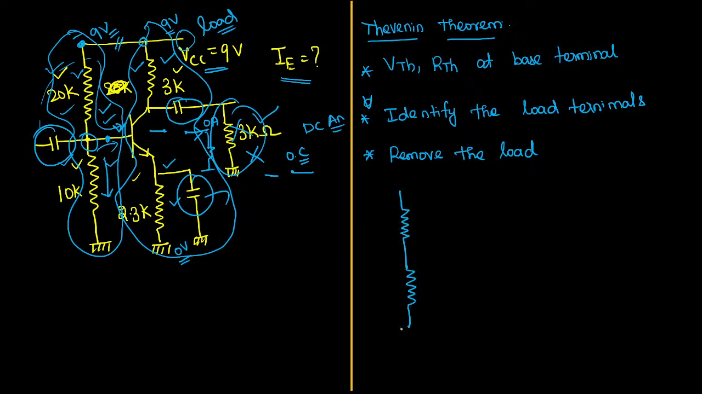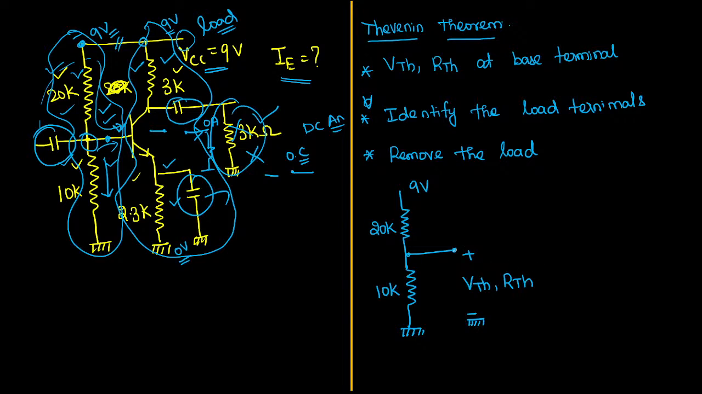So here we have 9 voltage. There are two resistors: one is a 20 kilo ohm resistor, another one is a 10 kilo ohm resistor. And here is the point. From here only we are going to calculate the value of VTH and RTH.